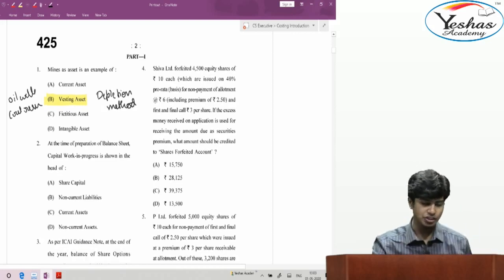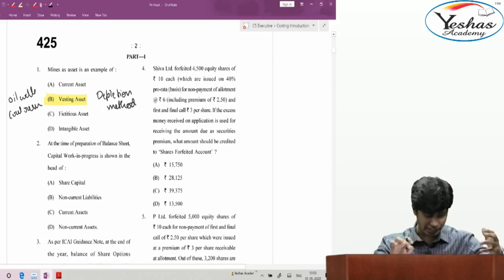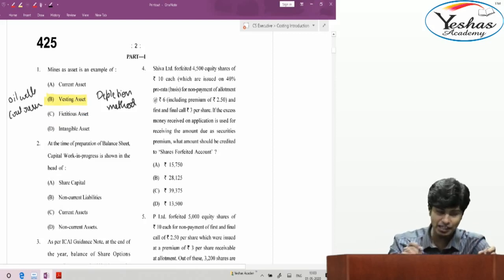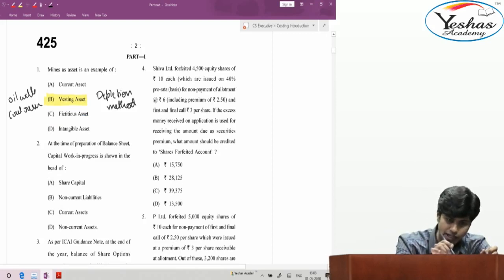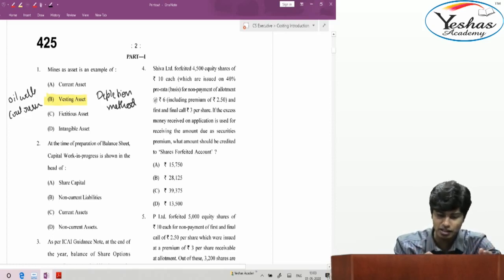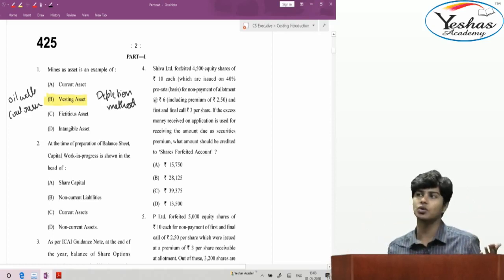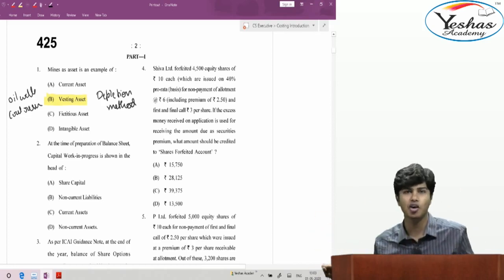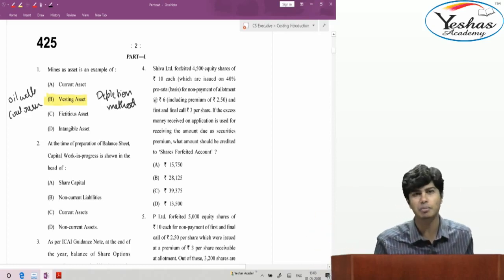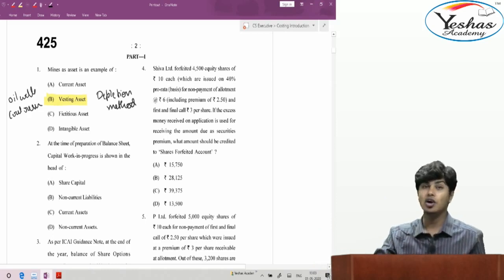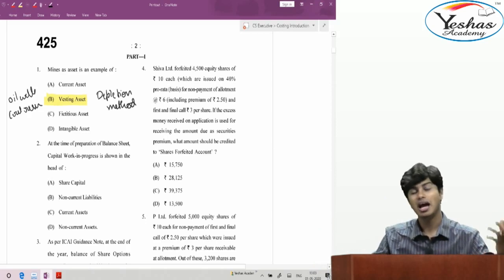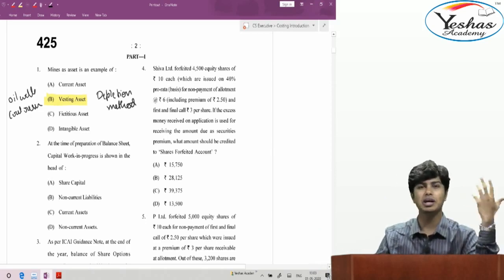At the time of preparation of balance sheet, capital work in progress is shown where? Whenever there is capital work in progress, it cannot be regarded as a liability, as it is a capital item being constructed. Now when you are building a building, it is not an asset ready for economic consumption, or it will not reap economic benefits immediately. But that will not take the character of that item away. It's going to become an asset in the future, and that particular asset is yet to become a fixed asset.